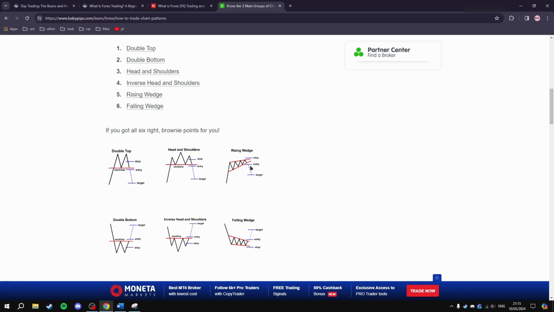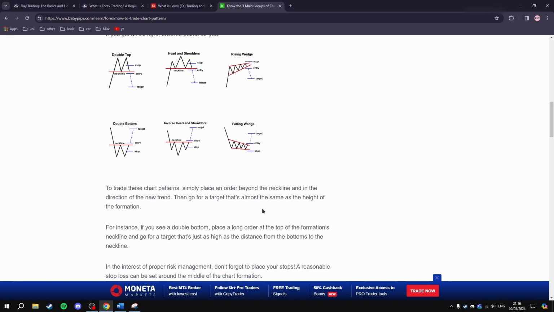With the rising wedge, because the direction of the trend is going to go downwards, you place your entry order below the higher lows, and then you place your stop order above the higher highs, and your take profit distance then would be that length over here. Okay.